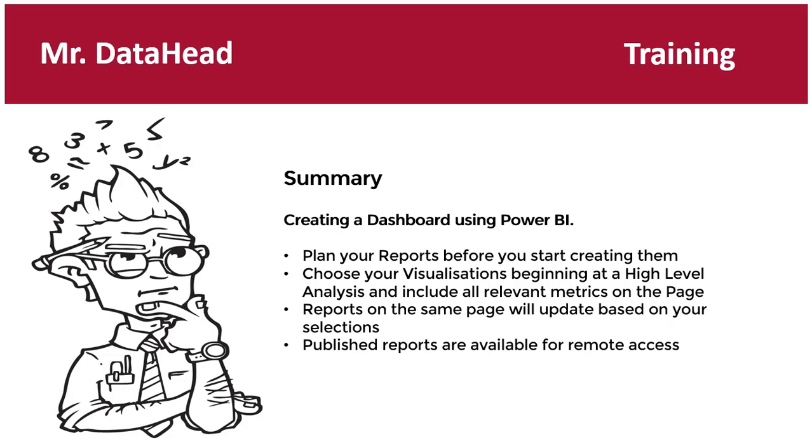Once you've created your reports on the same page, clicking on one metric is going to affect all the other visualizations on the page. So you can see real time what's happening depending on what you've chosen. And you can also publish these and make them available off the internet through a link, which is really handy if someone's using the mobile app and they're out in the field and they still want to get access to the data.